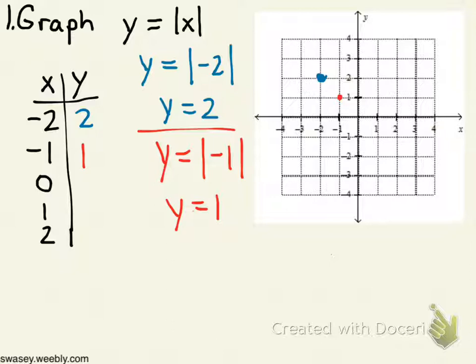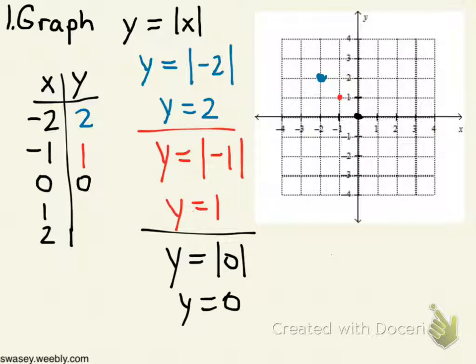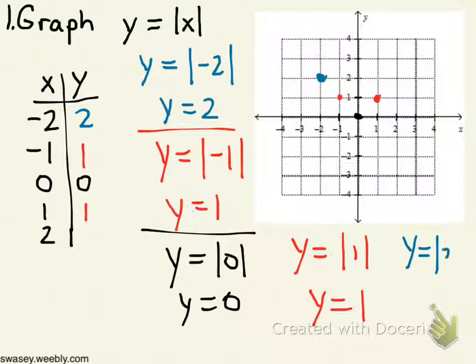Now let's put in 0. Absolute value of 0 is 0. So we have a point at the origin. Now if we put in 1, y equals absolute value of 1, that's 1. So we have a point at 1, 1. And then if we put in 2, absolute value of 2, that's +2. And so we get a point at 2, 2.